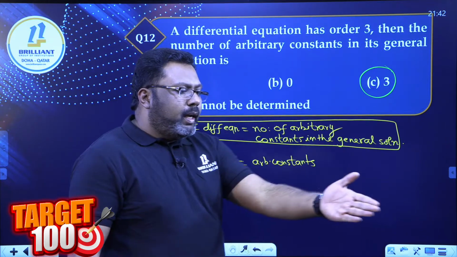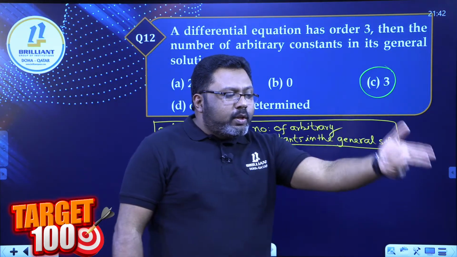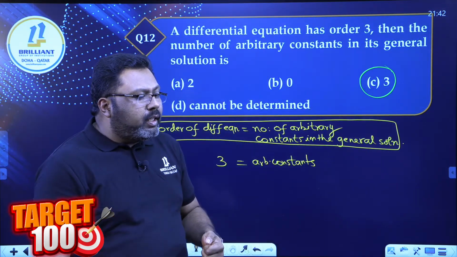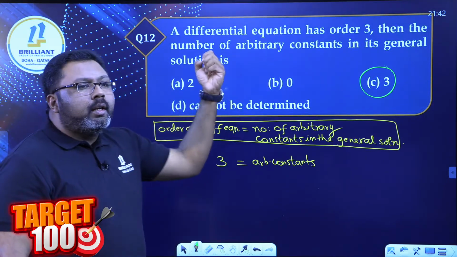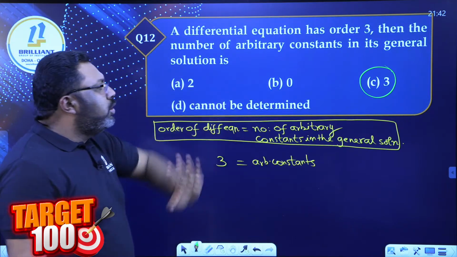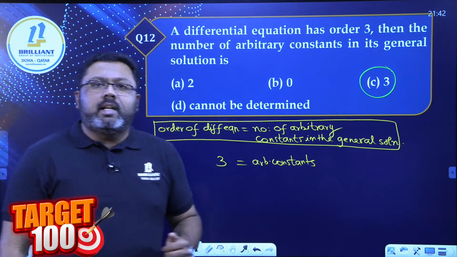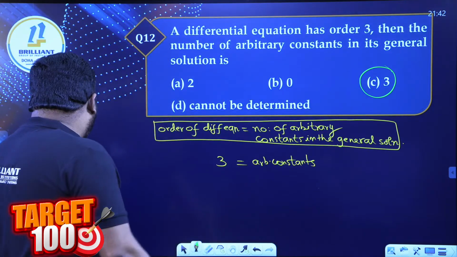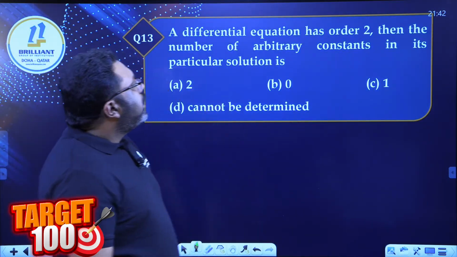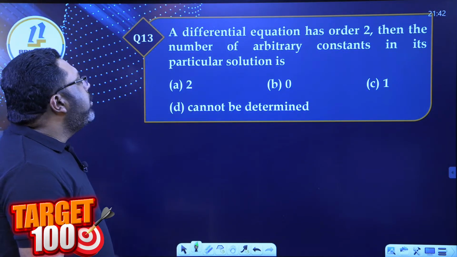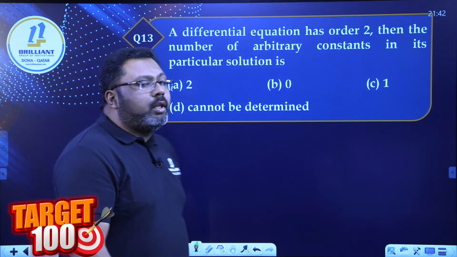Yes, you have been taught this in class, I know. So you have said the right answer, Nitin and Dhruval. Your answer is 3. So order 3, number of arbitrary constants in the general solution is also 3. Simple answer, right? Let me see how many of you can give me the correct answer for this question. A differential equation has order 2. The number of arbitrary constants in its particular solution is.